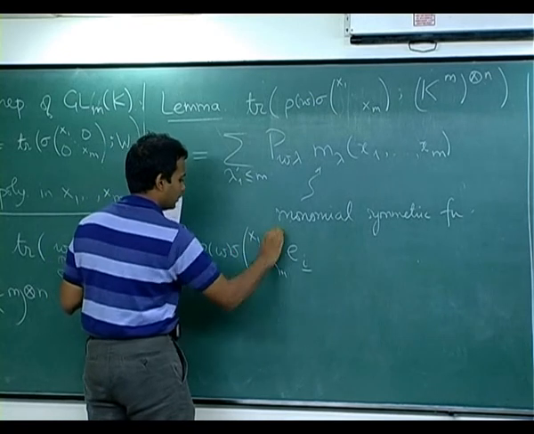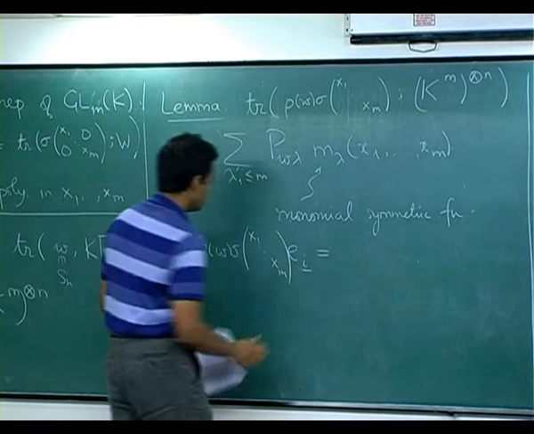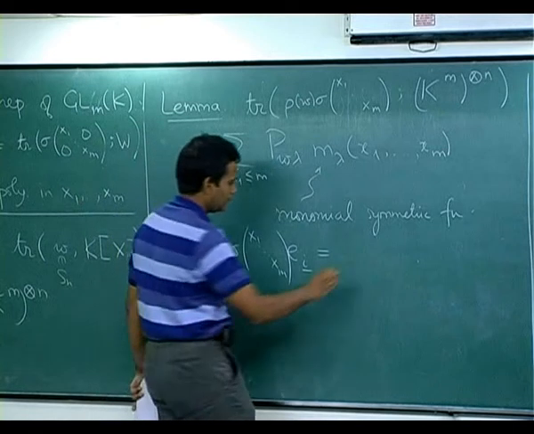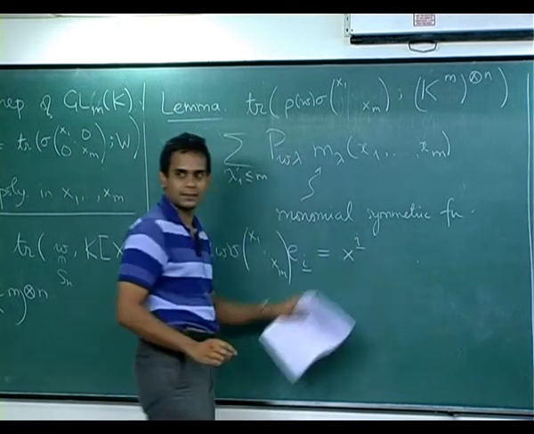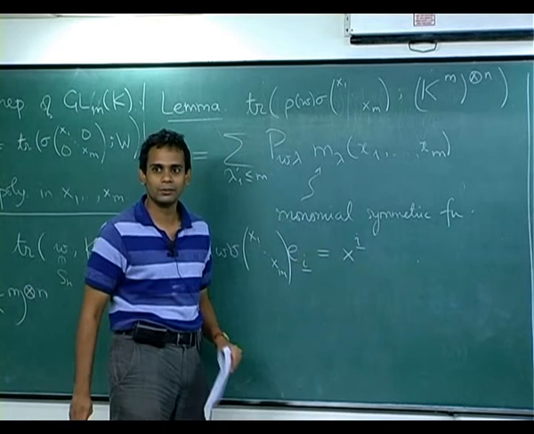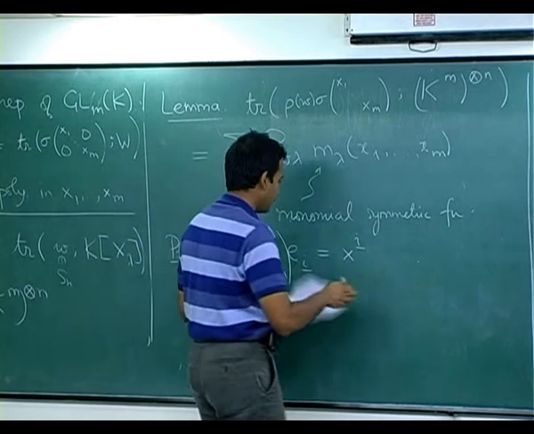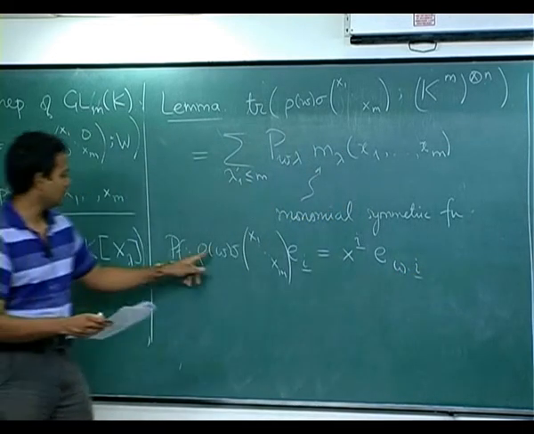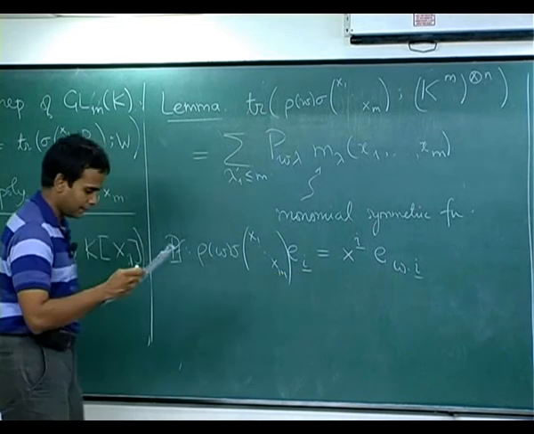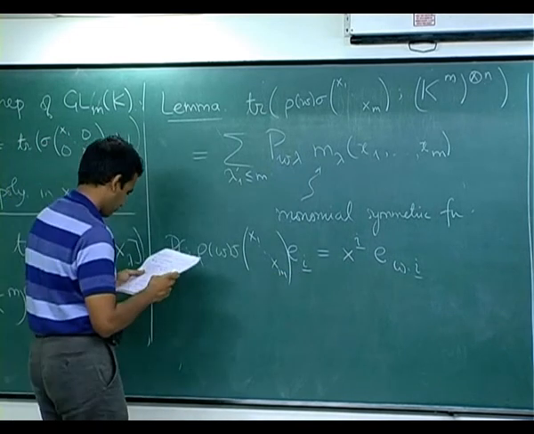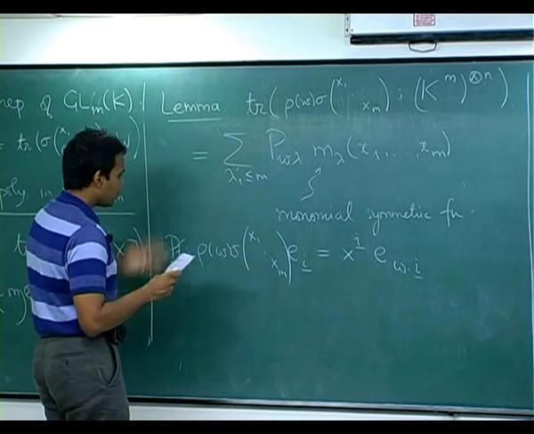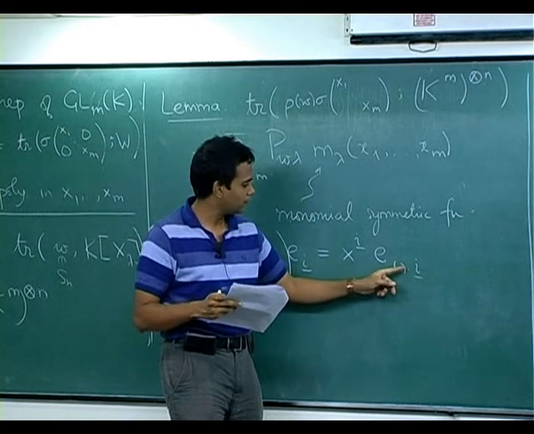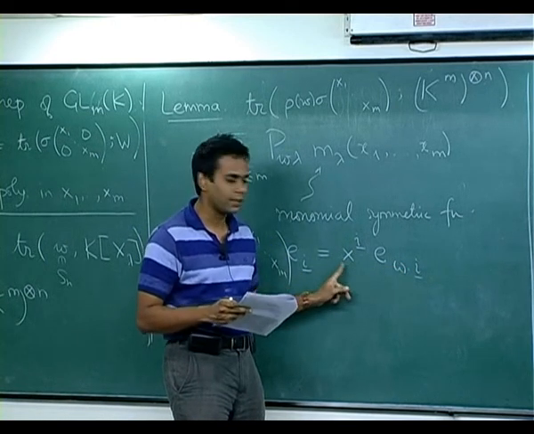x1, ..., xm to this. What will happen is that you will get x1 to the I1, x2 to the I2 and so on. I will write that as x to the I, that is just x1 to the power I1, x2 to the power I2 and so on, times e_{w·I}, because this just permutes the multi-index. So the contribution to the trace will be 0 if w·I is not equal to I, and if w·I is equal to I, the contribution to the trace will be x to the I.